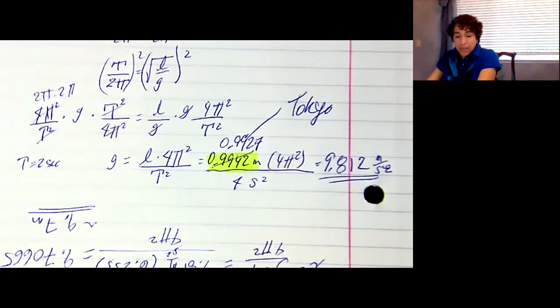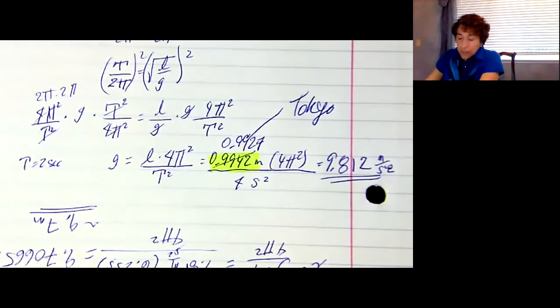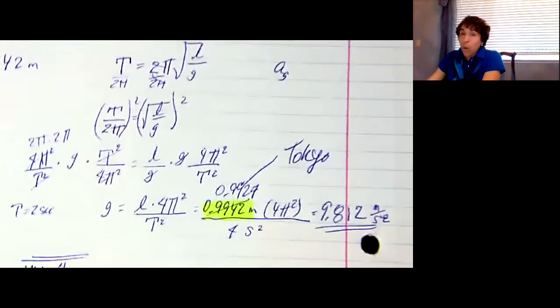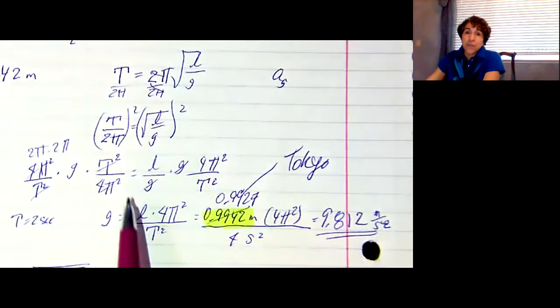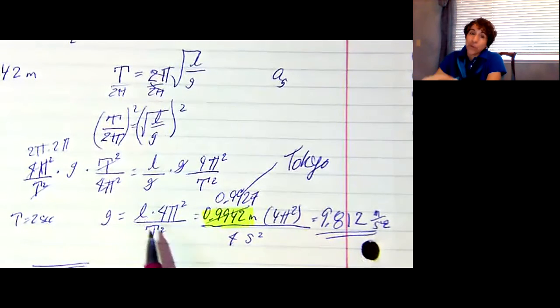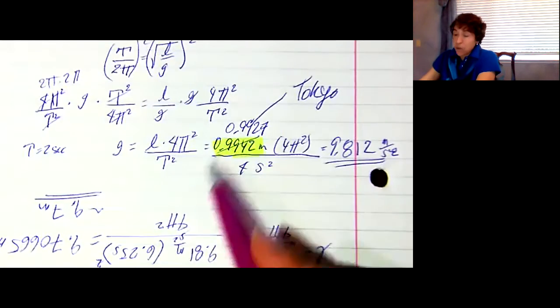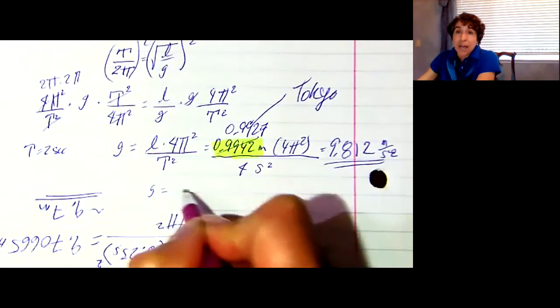Let's figure out what that is. Remember, I do require you to show me this derivation once, but if there's another problem, you don't have to do it again. You can just say, okay, for Tokyo, g is, et cetera.